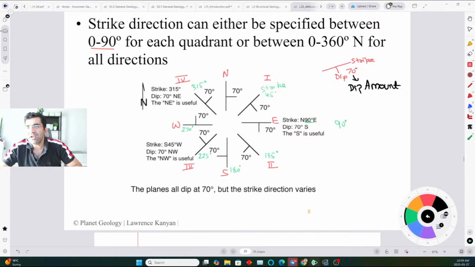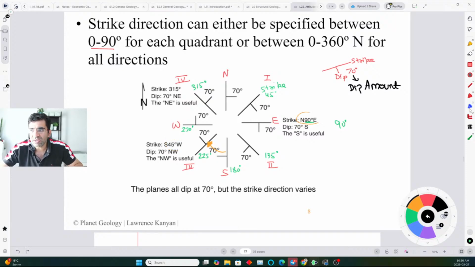So this is one way to represent strike. Another way to represent strike is, you can also say, for example, here north 90 degrees east. Okay. Or you can say south 45 degrees west. That is another way to represent strike. Okay. So it is basically saying you go to south and then take 45 degrees from there. So south 45 degrees west.